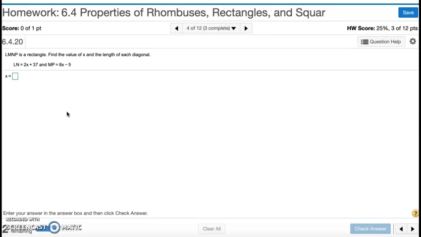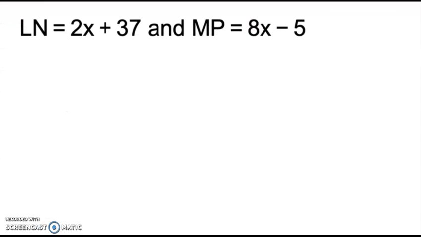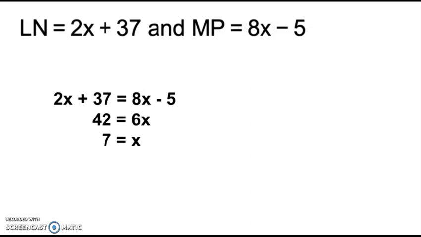Number 4, LMNP is a rectangle. Find the value of x and the length of each diagonal. So let's take a closer look at it. The measures of the diagonals in the rectangle are congruent, so we set them equal to each other and solve for x. So we subtract 2 from both sides and add 5 to both sides, and we get 42 equals 6x. Divide both sides by 6, and we get x equals 7. To find the measure of the diagonal, substitute 7 back in for x. Either one of these, it doesn't matter which one since they're both equal. And 2 times 7 plus 37 gives you 51. So let's type that in.